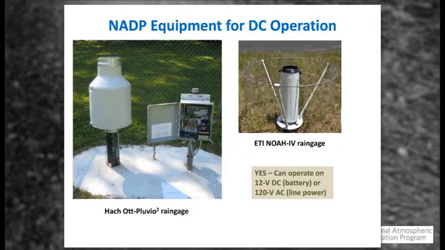Two different rain gauges that we use. Well, actually three if you count the Belfort, which is the old chart rain gauge. We have the hot pluvio rain gauge that requires AC to operate. The ETI NOAA 4 rain gauge, on the other hand, can operate with the 12-volt DC battery or the 120-volt AC line power. So we have an option to do both with that.